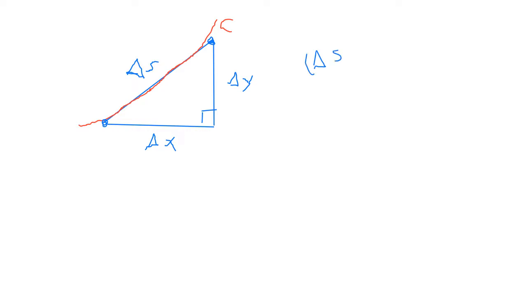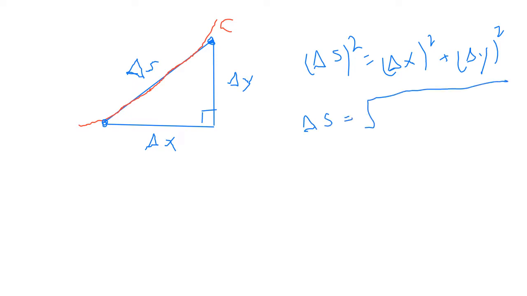Delta S squared is equal to delta X squared plus delta Y squared, right? That's by the Pythagorean theorem. So delta S equals the square root of delta X squared plus delta Y squared, right?